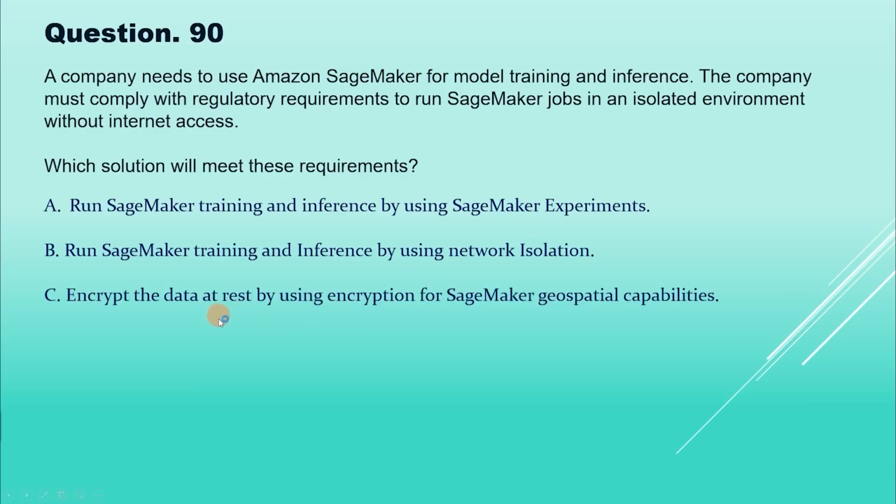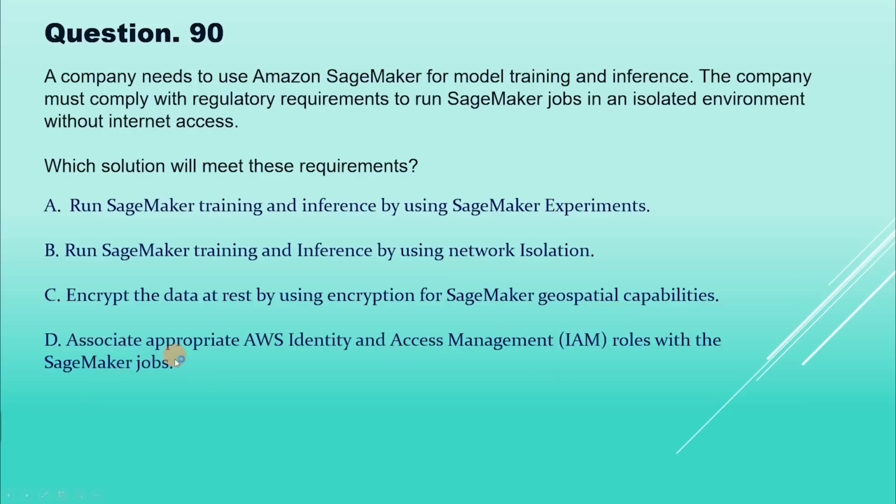Option C, encrypt the data at rest by using encryption for SageMaker geospatial capabilities. Option D, associate appropriate AWS Identity and Access Management roles with the SageMaker jobs. So try to guess the correct answer. I'm going to wait for you.